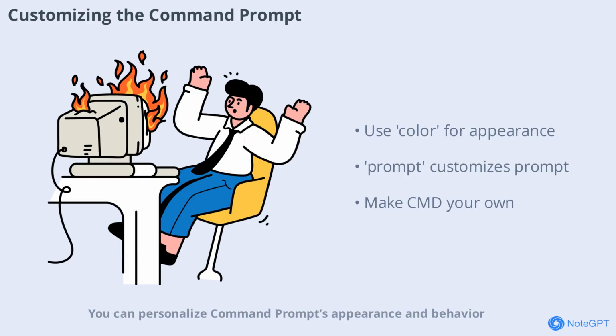You can personalize command prompt's appearance and behavior. Use the color command to change text and background colors. The prompt command lets you customize the prompt itself. For example, color 0A gives you green text on a black background. Customization makes your workspace more comfortable and can even help you stay organized.